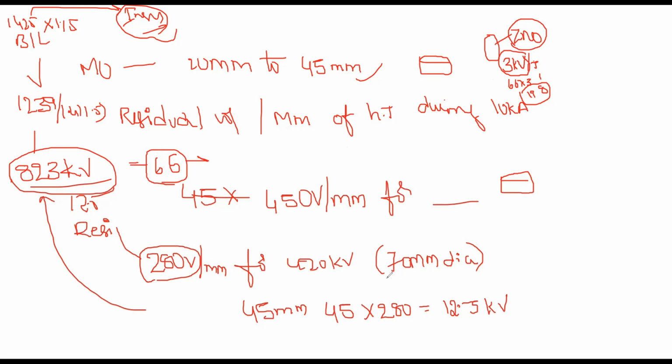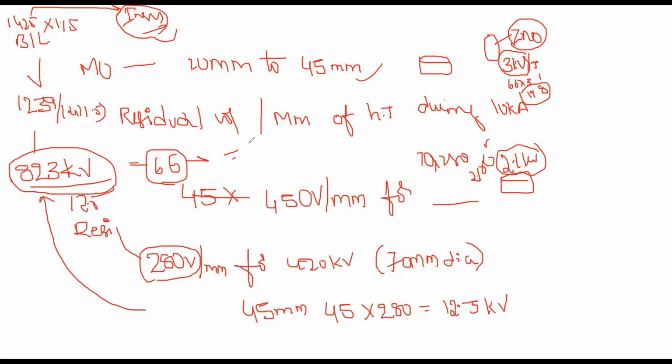Now for 70 mm dia, each one is 70 mm dia. So 70 into 280, which comes to 5, 6, 14, 21. So each leads to 2.1 kV, maybe. So I require 66 ZnO blocks. These can be placed in 2 stacks or 3 stacks, whatever it may be. This is how the lightning arrestor will be there.